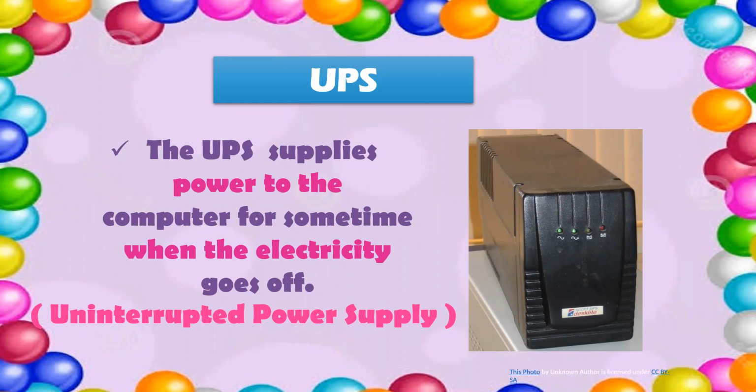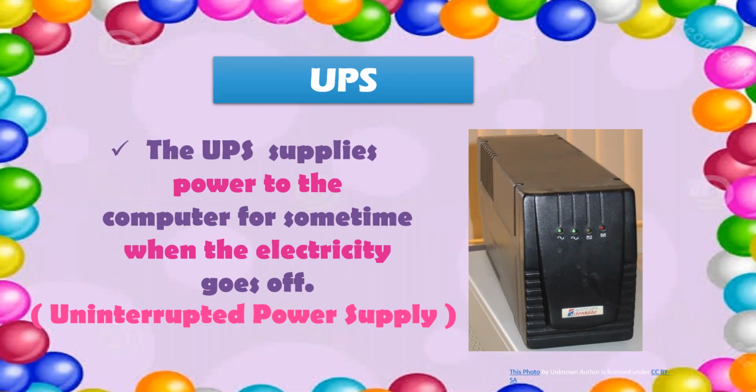So if power goes, this UPS helps in supplying the power to the computer. A UPS supplies power to the computer for some time when the electricity goes off. When electricity goes off, this UPS supplies the power to the computer without interruption. Understood, children? The full form of UPS is U for uninterrupted, P for power, S for supply. Uninterrupted power supply.